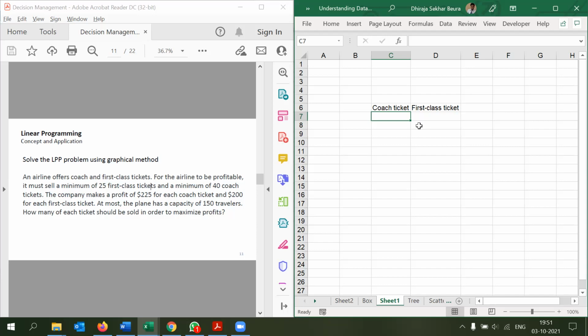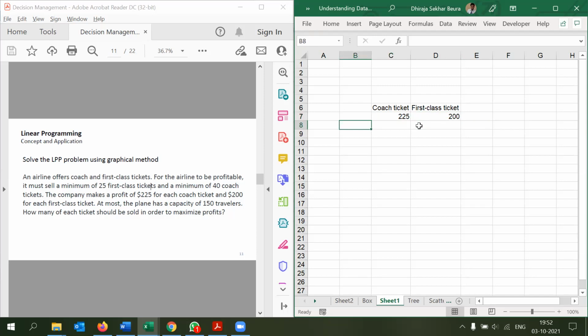Now, what I'm asking is, what was the profit given for a coach ticket? What was the profit given for a first class ticket? Can somebody remember? Profit is 225 for coach and 200 for first class. Perfect.